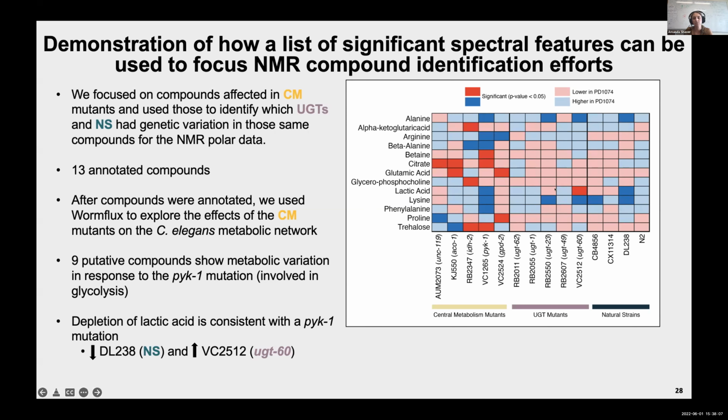And then we can also see that the UGT60, this strain here, has an increase in lactic acid, and then DL238, this natural isolate, has a reduction in lactic acid. And for these 2 other strains, we don't have any literature to support why they may or may not have this difference in lactic acid. And it gives us a jumping off base to start exploring why that might be meaningful to us.